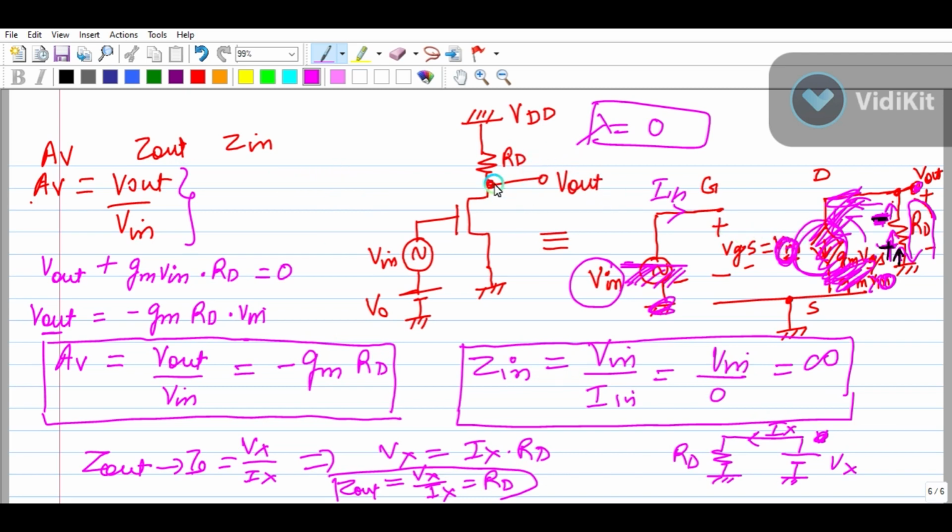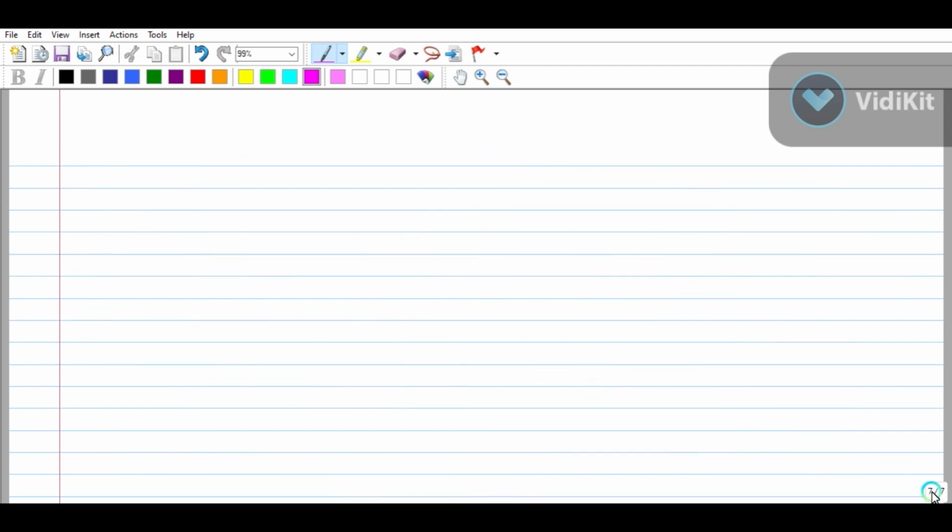Okay, we are not considering this R naught here. Okay, let's consider this R naught and let's see what will be the change in the gain and output impedance. Okay, so let me draw again. So this is the MOSFET.